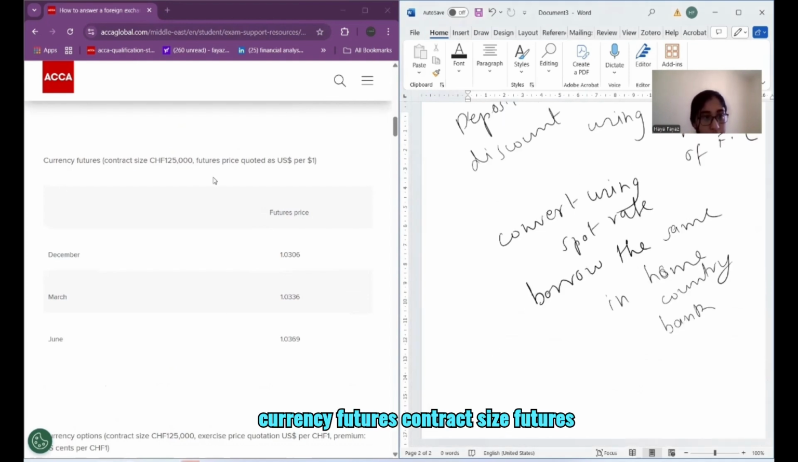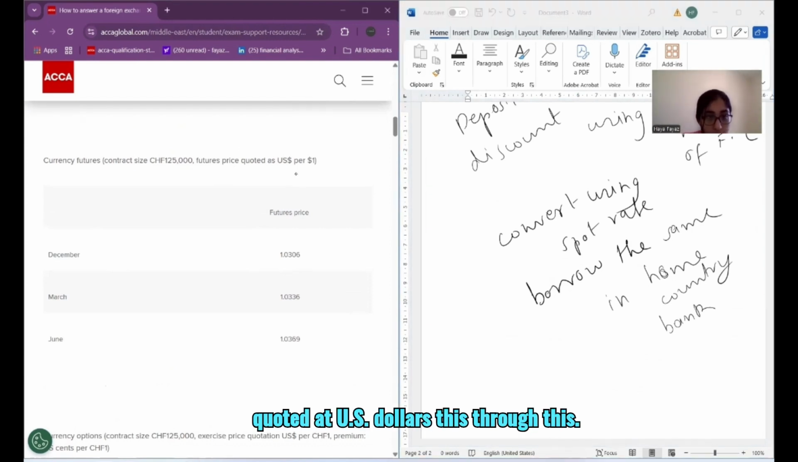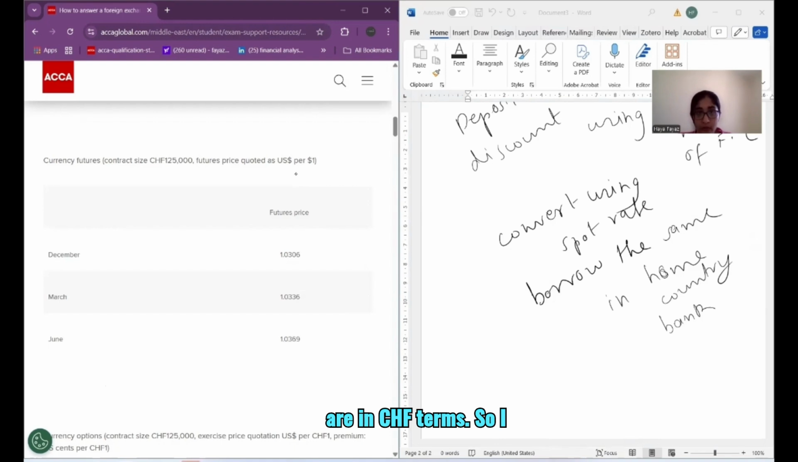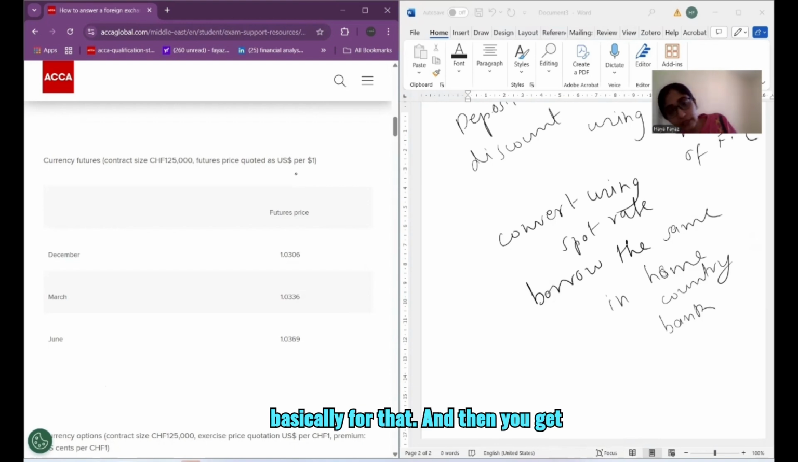Now, currency futures contract size, futures price quoted at US dollar per that. So our futures price given to us is quoted in US dollars. That means this is in US dollar per CHF. And the contracts are in CHF terms. So I will just have to take 12.3 million divided by 125,000 CHF. If I want to find the number of contracts, it's basically for that.